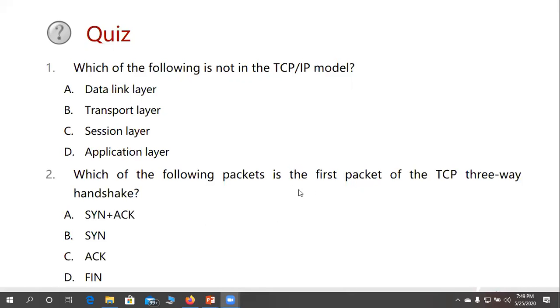Which of the following packets is the first packet of the TCP/IP 3-way handshake? The first one which is sent is the SYN packet, followed by SYN-ACK, and then ACK. So you see, you need to study even the diagrams that are in the materials. You study everything here if you want to make it, okay? All right.